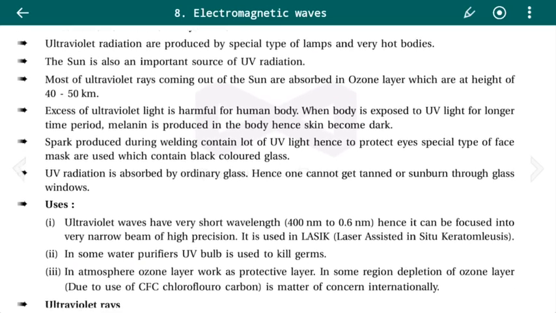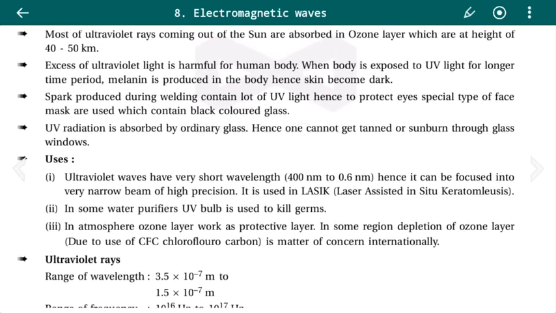Excess of ultraviolet light is harmful for the human body. When the body is exposed to UV light for a longer time period, melanin is produced in the body, hence the skin becomes dark. We already know that our skin has melanin pigments, and this melanin pigment is responsible for the complexion of the skin. The more the melanin, the darker the skin, and this melanin is produced due to the ultraviolet rays from the sun. So it is because of the ozone layer that we are protected from these ultraviolet rays.